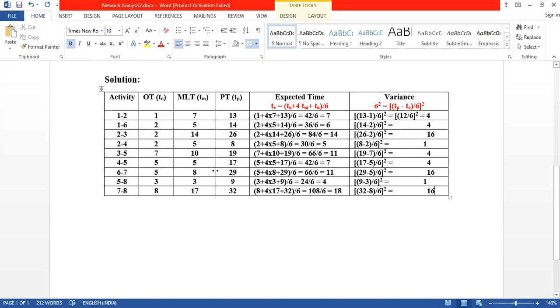Now, therefore, for each activity, we have now expected time and we have even calculated our variance, right? Hope you have understood how to calculate this.